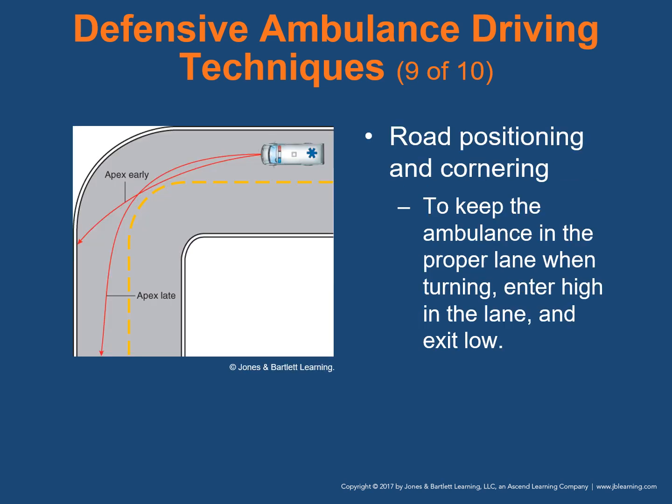Now let's talk about road positioning and cornering. Road position means the position of the vehicle on the roadway relative to the inside or outside edge of the paved surface. To keep the ambulance in the proper lane when turning a corner, enter high in the lane when turning a corner to the outside and exit low to the inside.